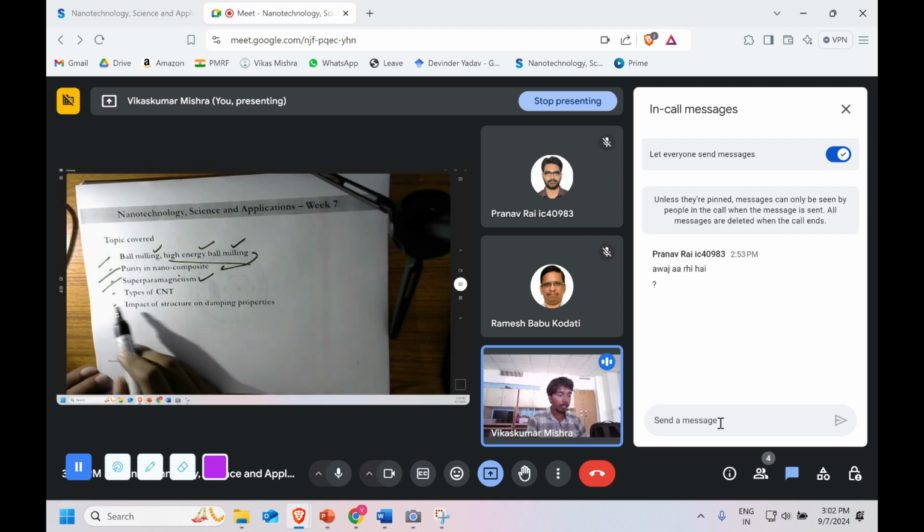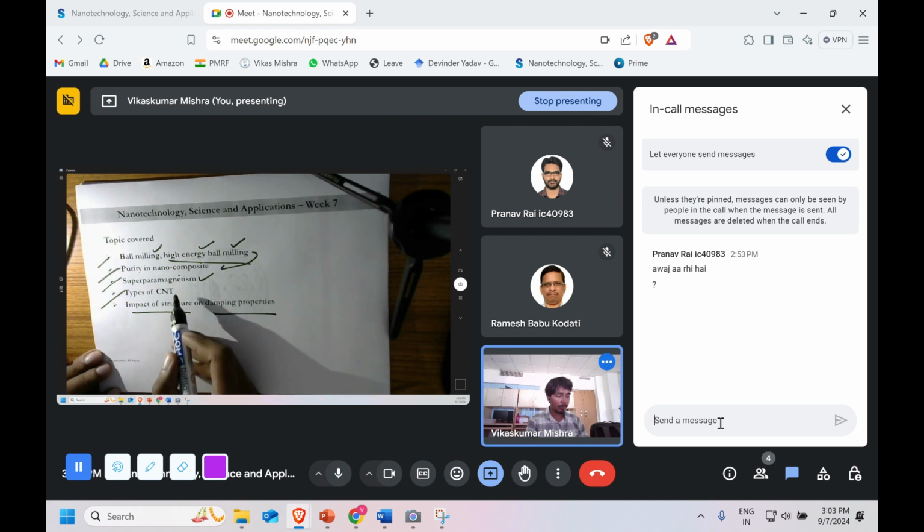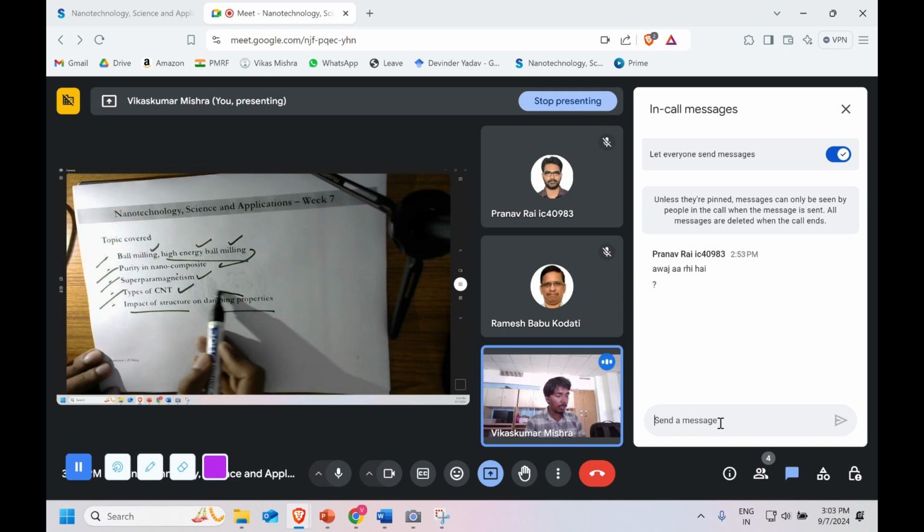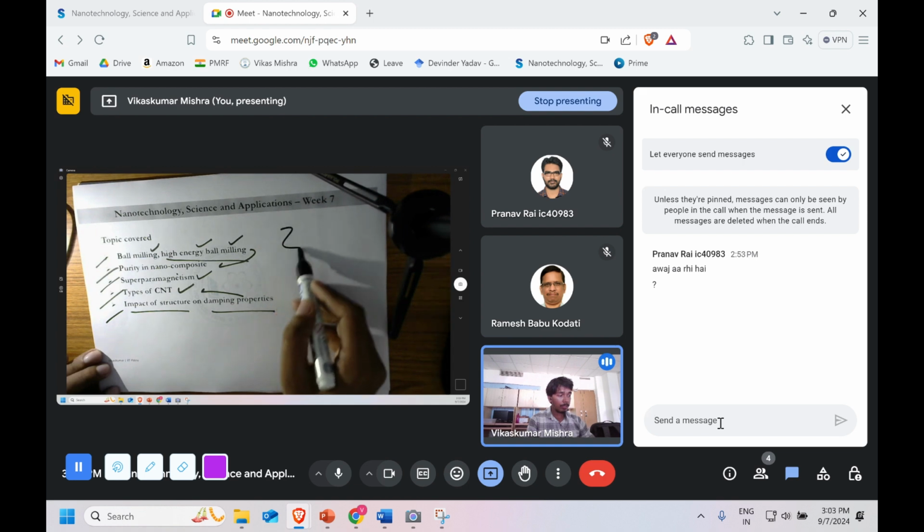We discussed the types of CNTs, that is the straight one and the coiled one. We have discussed both of them, and then we discussed the impact of the structure on the damping property. We have seen two types of CNT over here, and under what condition we will use one CNT and under what condition we'll use the other CNT based upon the damping properties. So those are the things that have been covered in week 7.